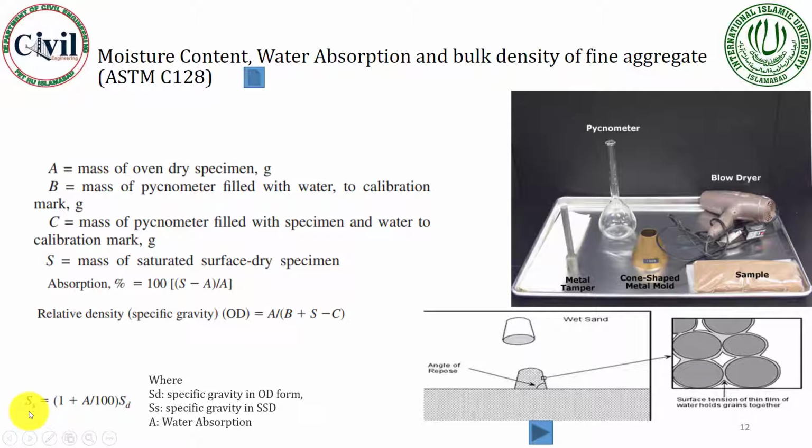You must keep in mind that oven dried specific gravity would always be less than the saturated surface dry specific gravity, because the aggregate present in the concrete mix would be in saturated surface dry condition. So in order to have an idea about the saturated surface dry specific gravity, it's important to use this formula to calculate it. This calculation of specific gravity in SSD form would be used for calculation of mix constituents in mix design.